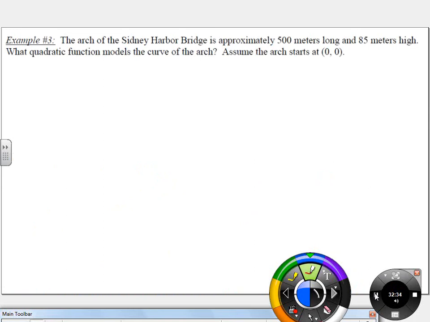Okay, so the arch of the Sydney Harbour Bridge is approximately 500 meters long and 85 meters high. What quadratic function models the curve of the arch? So you have this arch. I'm sorry, I have to draw. I don't draw well. I just need to draw to figure out what's happening. They tell me it's about 500 meters long and 85 meters high. And I'm supposed to figure out how to write an equation that represents this, and they say I can assume that this is like a 0, 0.